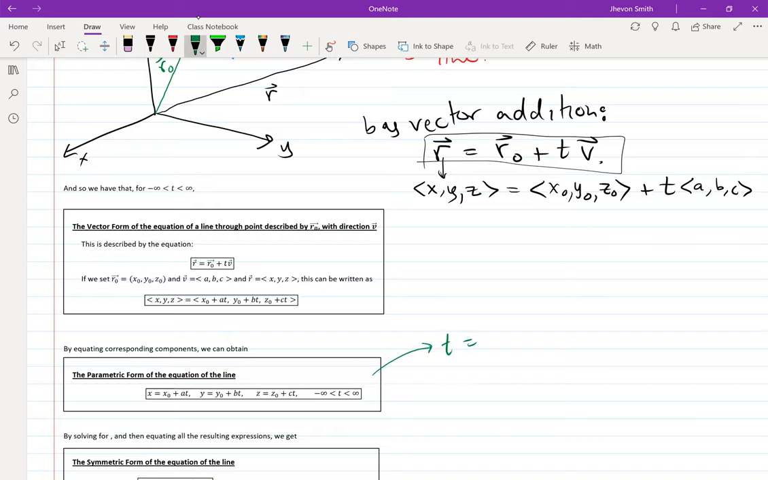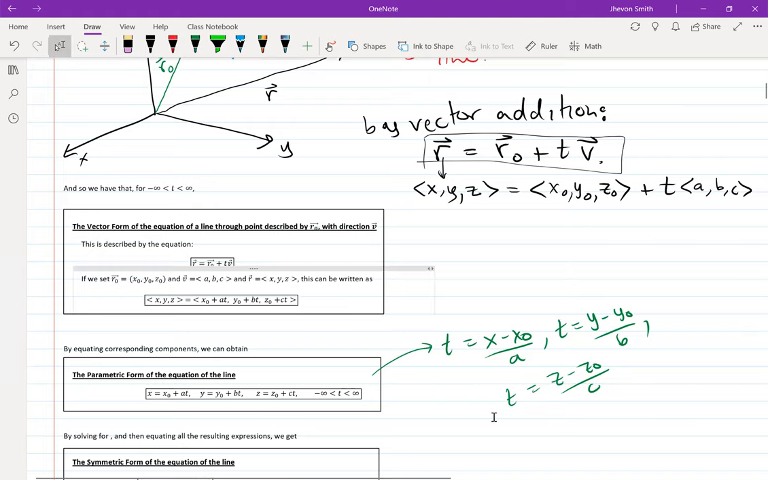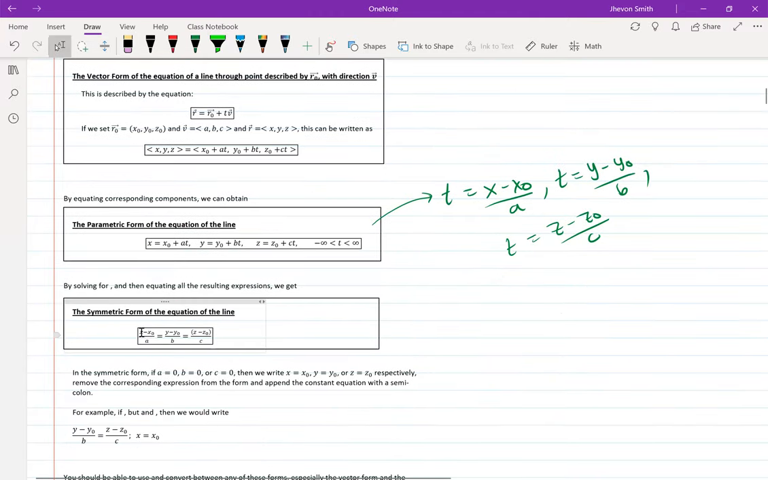If you solve for t in the first equation, you would get t equals (x minus x naught) divided by a. You would also get t equals (y minus y naught) divided by b, and t equals (z minus z naught) divided by c. Because all of these are equal to t, they must be equal to each other, and so you can get this form of the equation of a line. That's called the symmetric form.